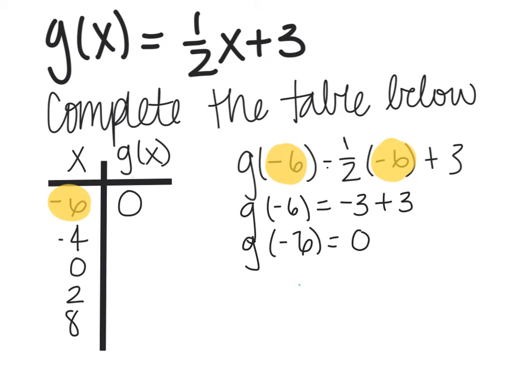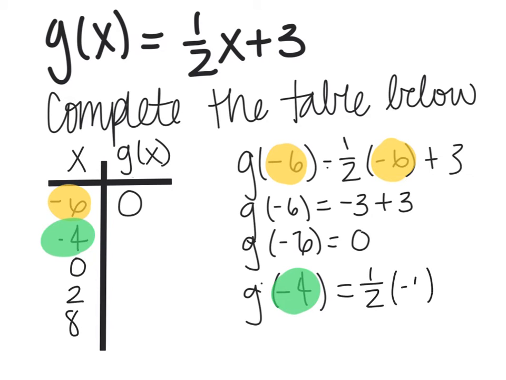So I'm going to do the same process, but this time I'm going to do it for negative 4, because negative 4 is the next number in my table. So instead of x, I'm going to plug in negative 4, because again that was the value that we were given for x in the table.